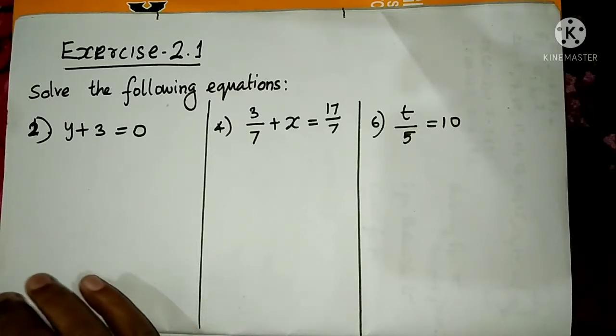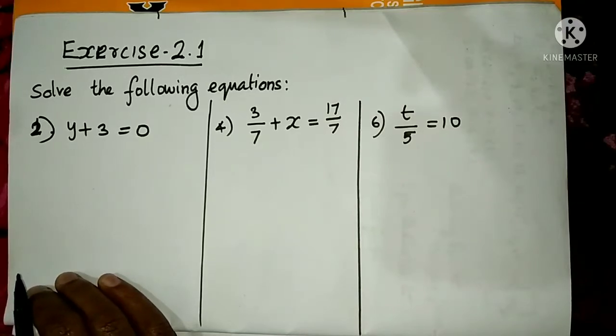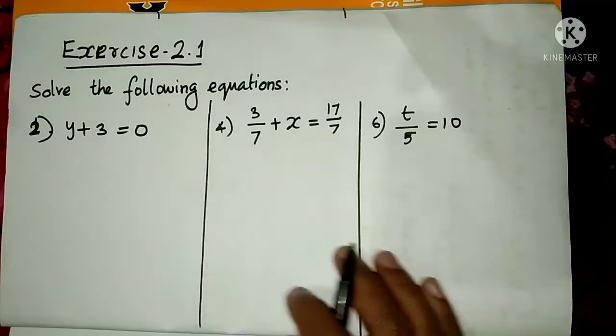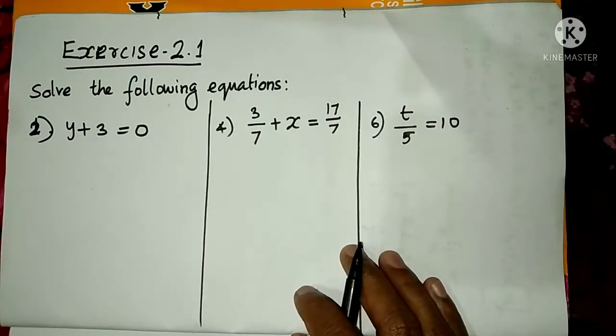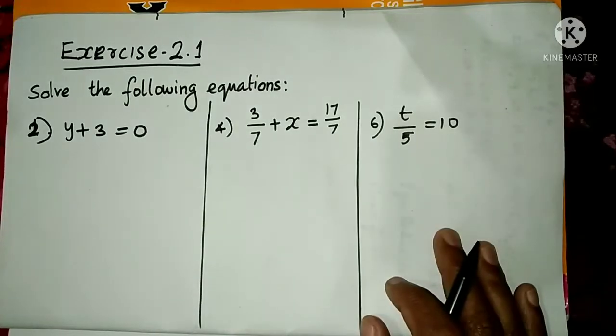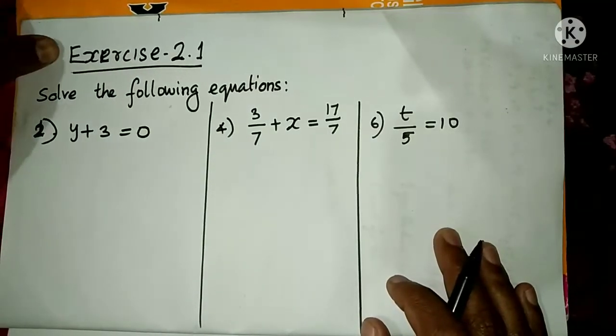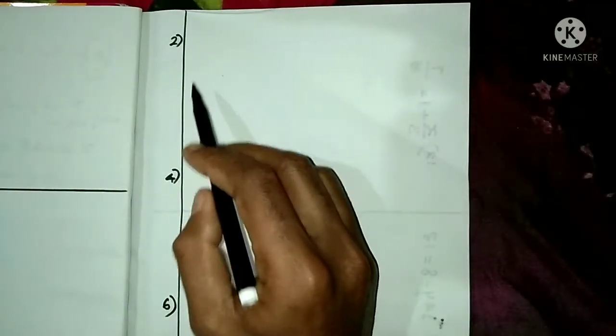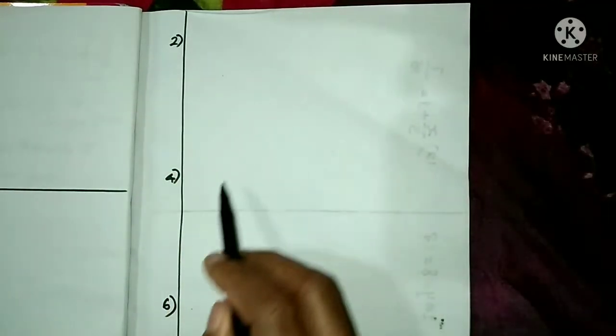Since I want to use the space in the paper, I am writing the 3 questions on the same page. If you are writing in your notebook, you should write like this. As usual, in your margin line, you can write the question numbers, and one by one you can write.